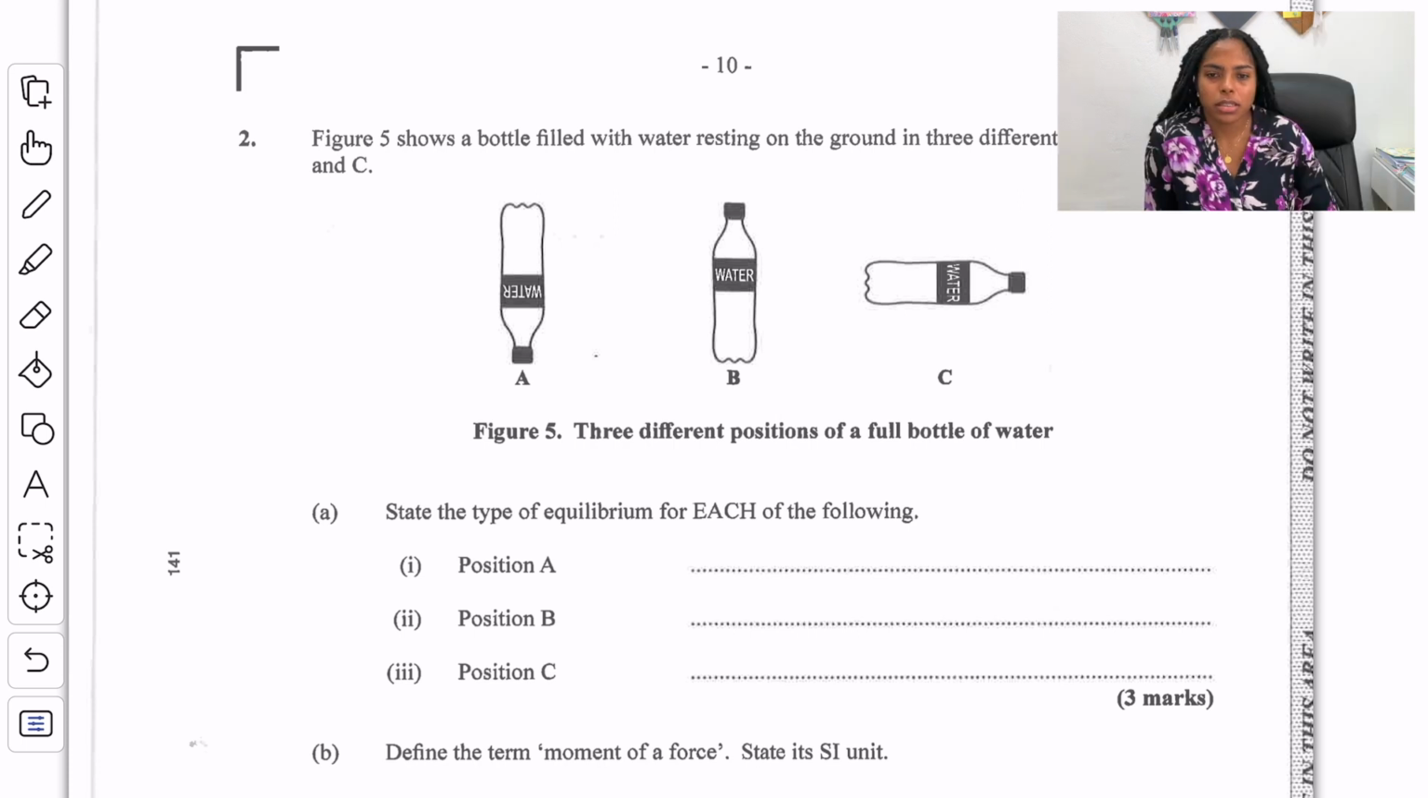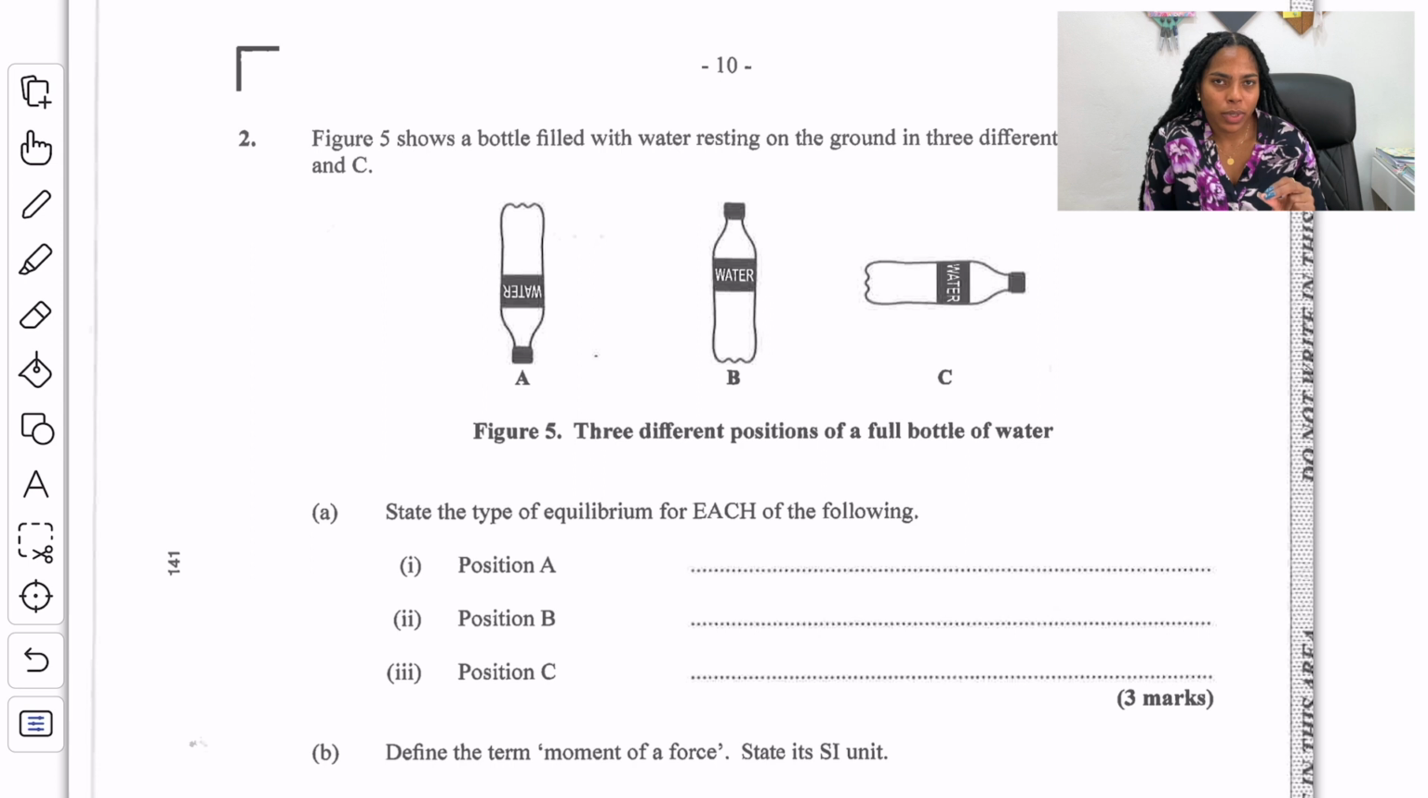Right. So now we have figure 5 shows a bottle filled with water resting on the ground in 3 different positions, A, B, and C. State the type of equilibrium for each of the following. So they mean stable, unstable, and neutral.